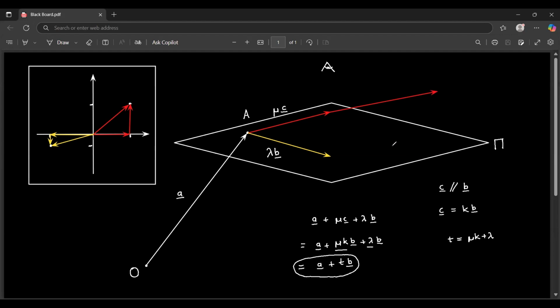Okay, they should be parallel to the plane. They can't go like this, come out of it. They can't come out of it. Okay, and they are also not perpendicular to the plane. They are parallel to the plane and they lie on the plane.